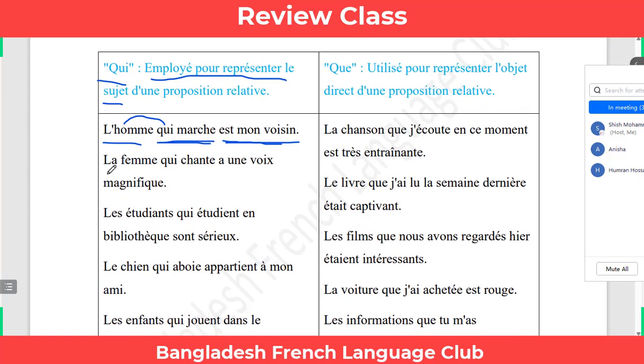Okay, so you can see la femme qui chante a une voix magnifique. La femme, the woman who sings or who is singing has a magnificent voice, right?